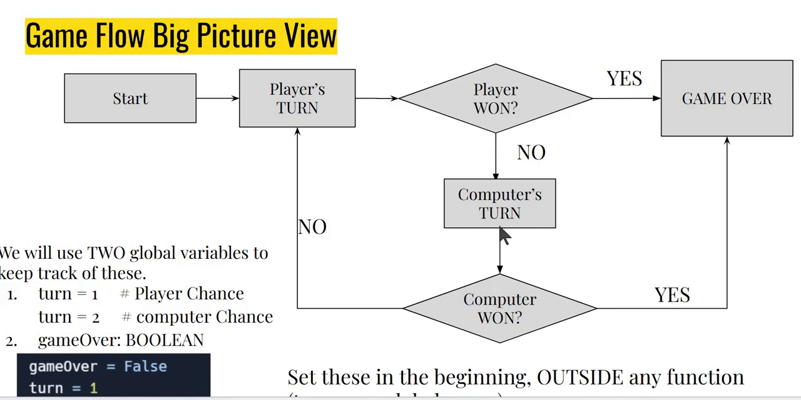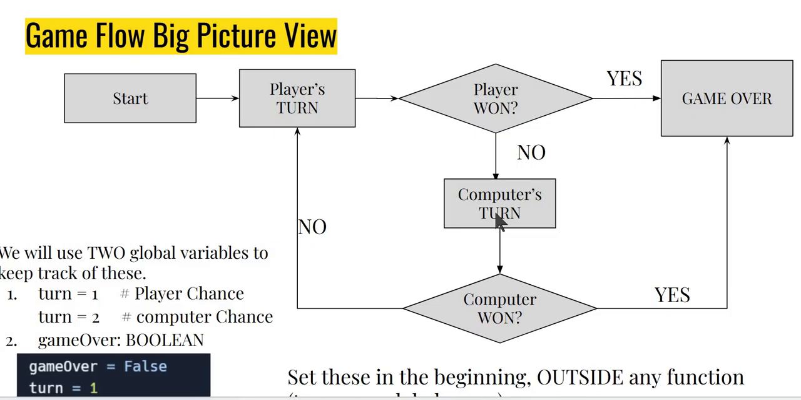Next, I get to the computer. Same question. After this turn, has the computer won? Yes, the game gets over. No, the player gets a turn. So that's basically what goes on here. Basically, there are two important points here. Number one, the player's turn and the computer's turn alternate. So once the player plays, once the computer plays, and so on.